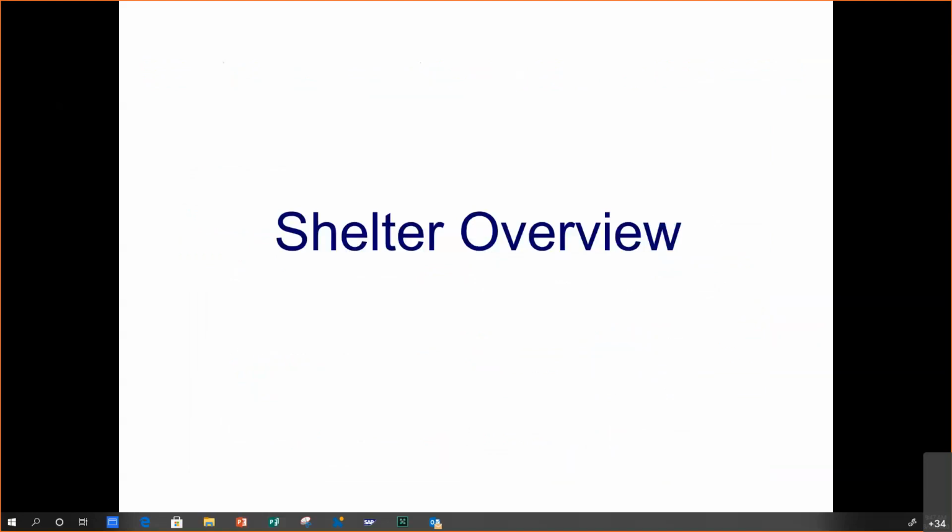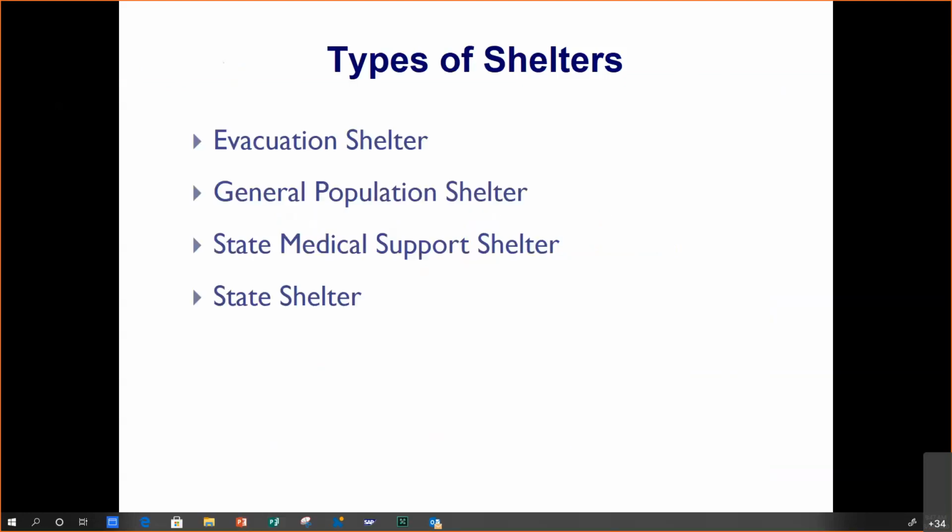So this is just a shelter overview. We'll go over some various types of shelters, which actually kind of depend on the situation. I think we briefly talked about them Tuesday. The evacuation shelters are usually short-term, generally 24 to 48 hours while the storm passes through an area.